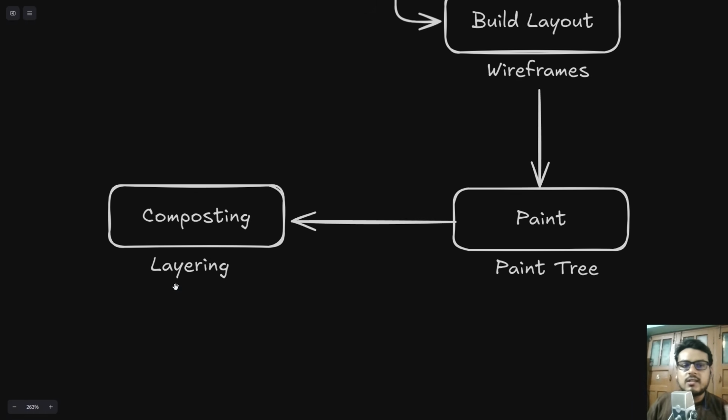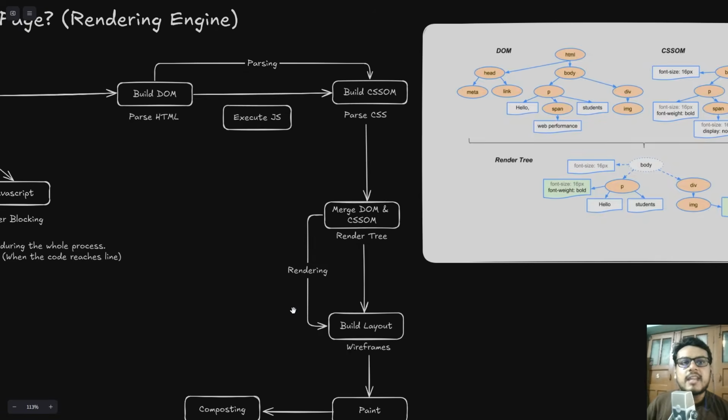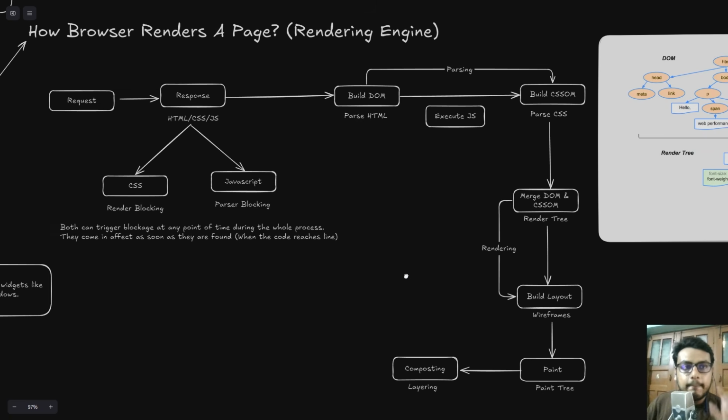Based on that configuration, you compose or layer those wireframes on top of each other. So this is the overall step of how a browser exactly renders a page, and this is the rendering engine. Okay, I hope you don't get confused whenever someone asks it.